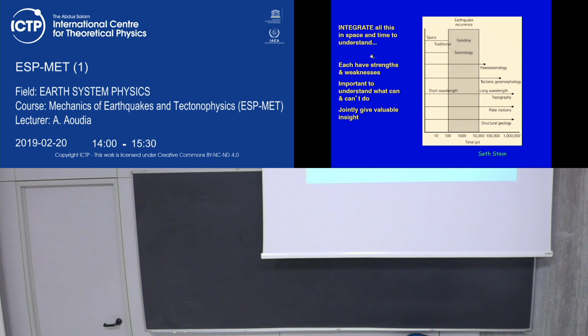Then tectonic geomorphology, this is the geomorphology on a single fault. If you have displacement on one fault over time, over thousands and thousands of years, you see that that fault will control the landscape. It will control the topography, right? The same thing, this is what we call a short wavelength. It's a wavelength on the fault, right?